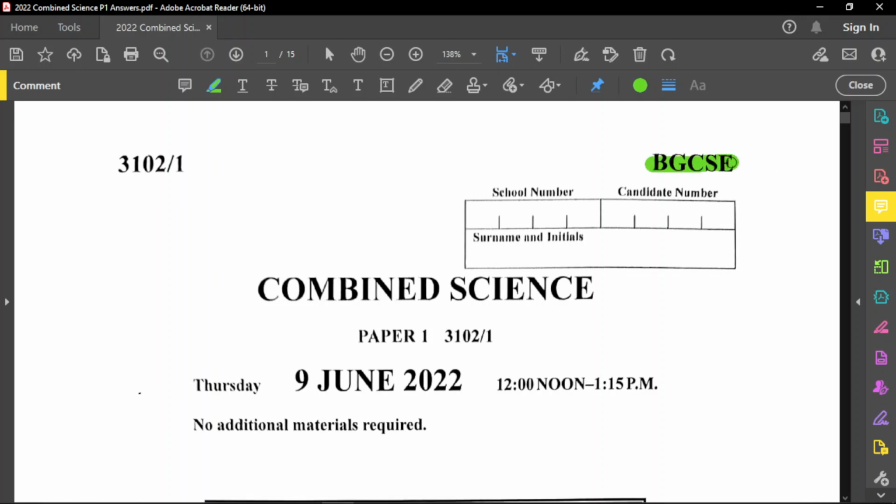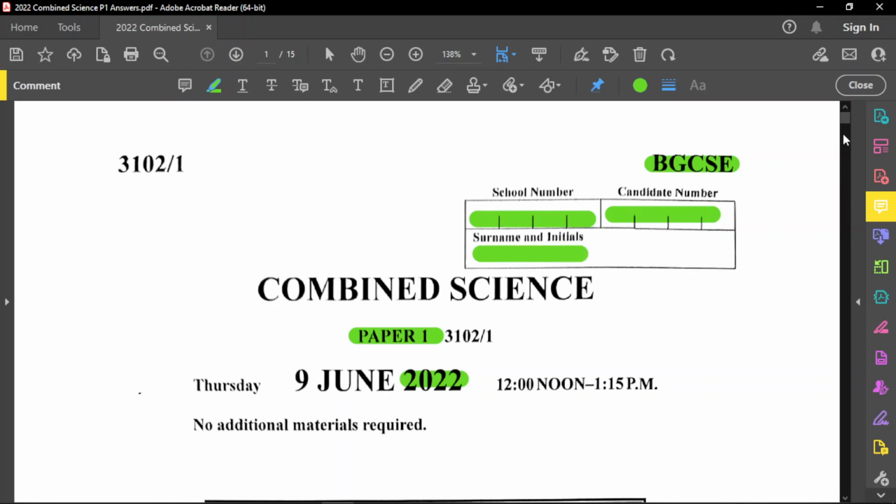Today we're doing a BGCSE past paper review for Combined Science Paper 1 from the year 2022. Please remember, before you start the examination, you should always write your school number, your candidate number, a surname, and also your initials.